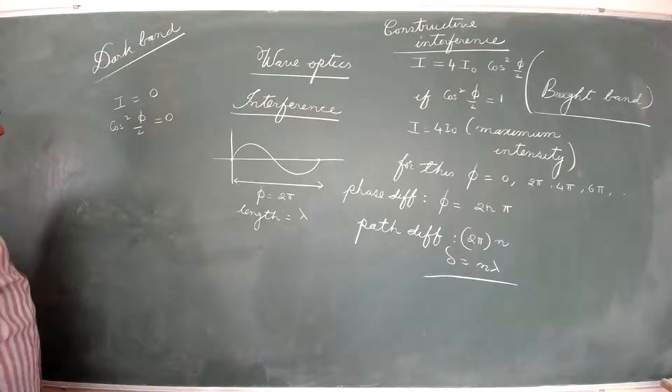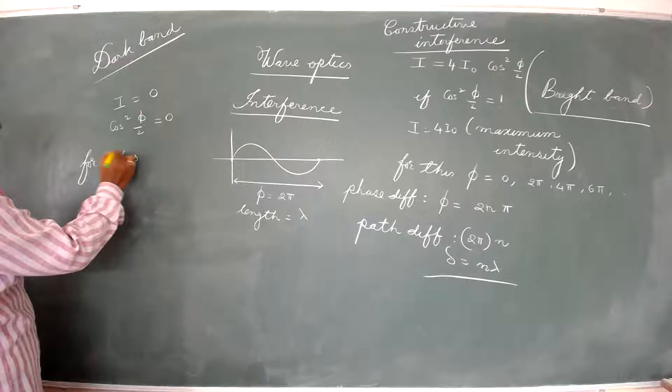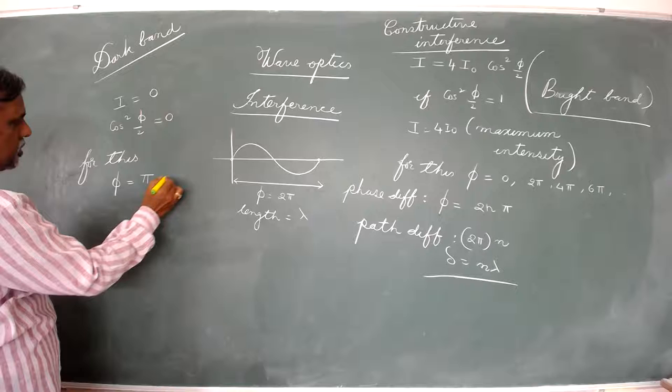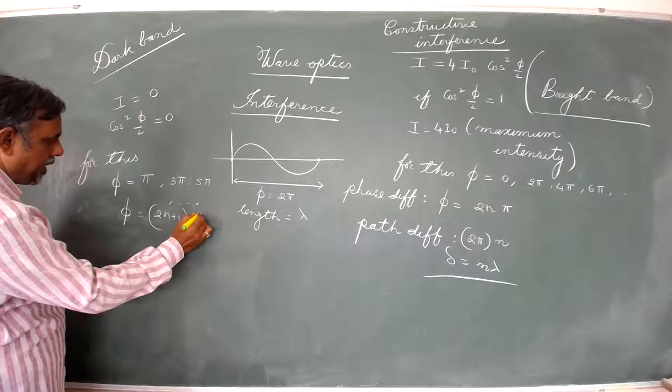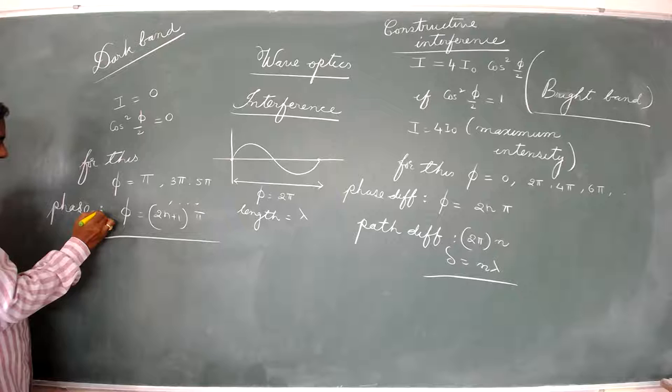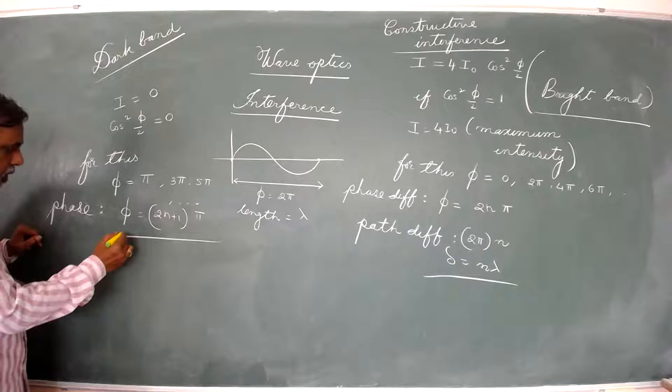And when will that be possible? For this, phi should take the values of pi. 3 pi is another possibility, 5 pi is another possibility, and so on. That means the phase difference has to be 2n plus 1 into pi. Understood? The corresponding path difference will be how much?